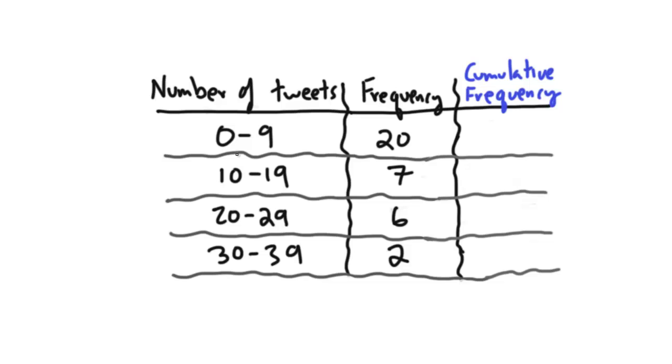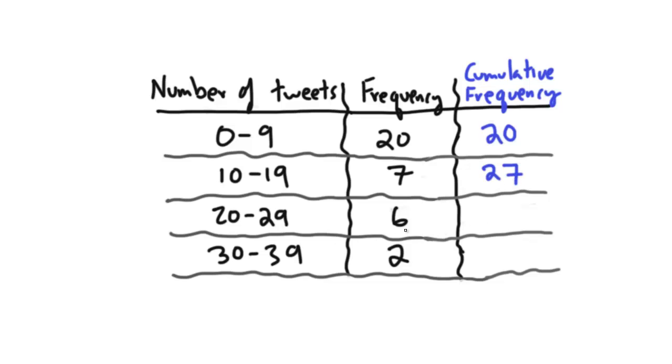So for the first interval, from 0 to 9, there are 20 students. So the cumulative frequency is just the 20. Right? And then for the next interval, from 10 to 19, we added 7 more students, right? The frequency for that one is 7. So if you want to find the cumulative frequency, which is the number of data values that lie at or below that given interval, well, in this case, you just add the 7 to it, so you get 27.